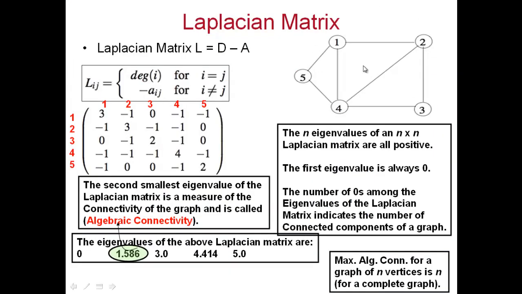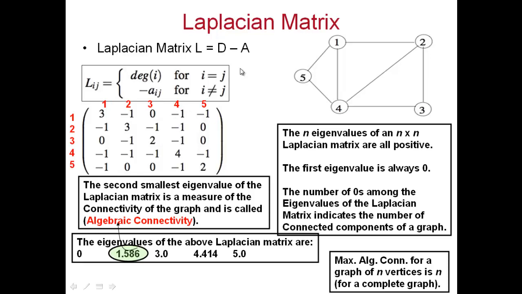1, 2. Okay, so 1 has an edge to 2, to 4 and 5. So the entries for 1, 2 will be -1. The entry for 1, 4 will be -1. For 1, 5 it is -1. In the adjacency matrix, these entries would have been +1, right? So in the Laplacian matrix you have -1.